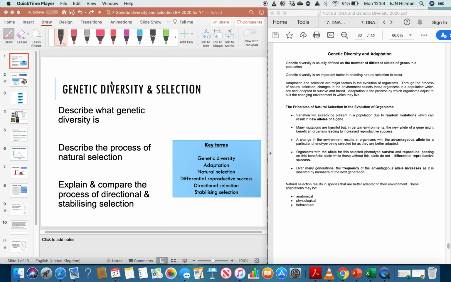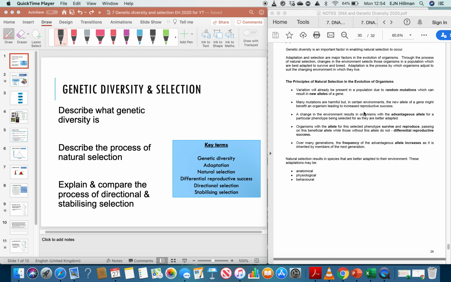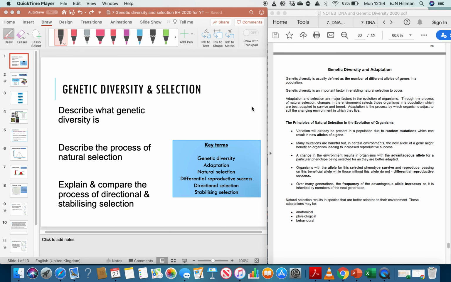Morning everyone. This is the last section in the DNA and genetic diversity booklet from page 29 onwards. So genetic diversity and adaptation in the notes. And we're going to describe what genetic diversity is, the process of natural selection, and then explain and compare the differences between directional selection and stabilising selection.